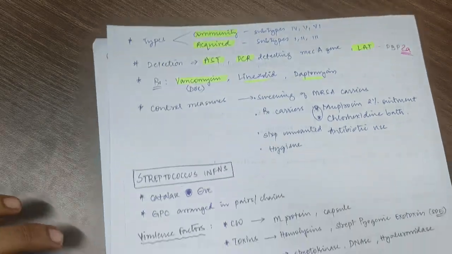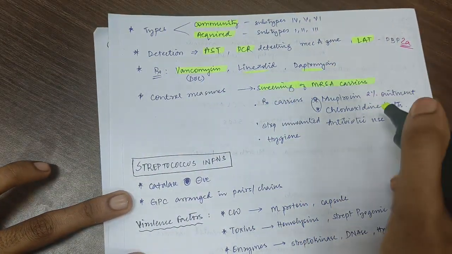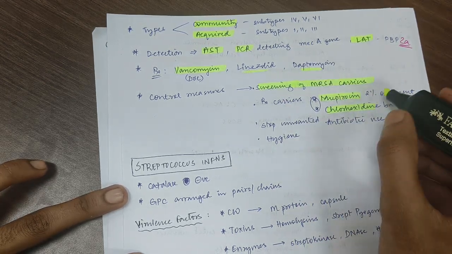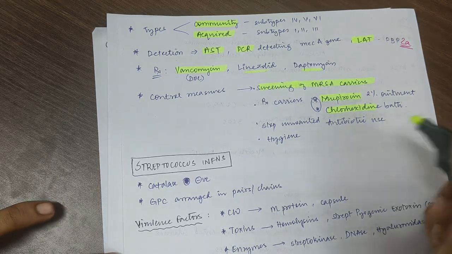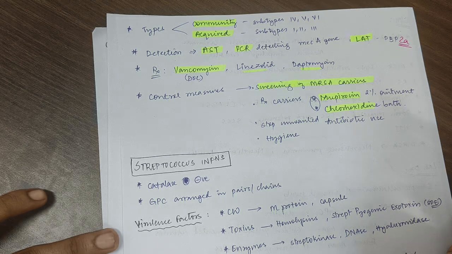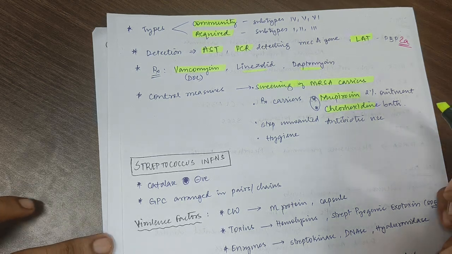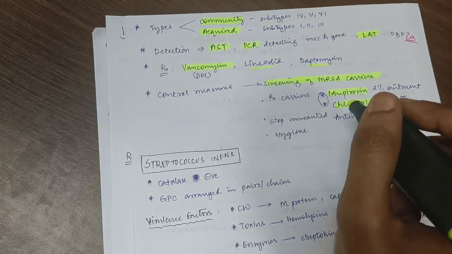What are the control measures? You are going to screen the MRSA carriers. You are going to treat them also using mupirocin and chlorhexidine. Mupirocin for nasal carriers and chlorhexidine for general carriers. Stop unwanted antibiotic use. Don't use antibiotics simply, that will cause resistance in your body. That's what we say repeatedly. Don't take antibiotics for simple infections. Then hygiene practices are also very much important.